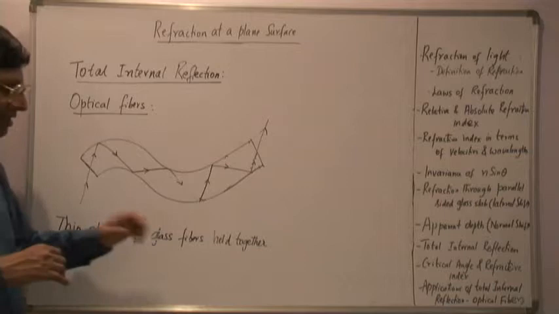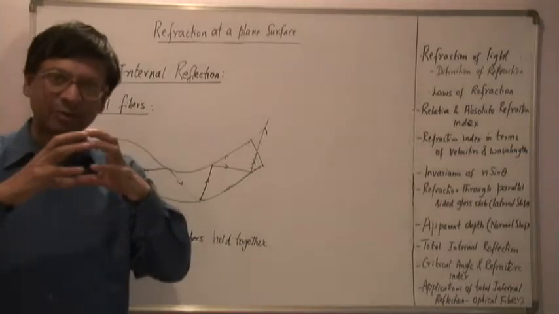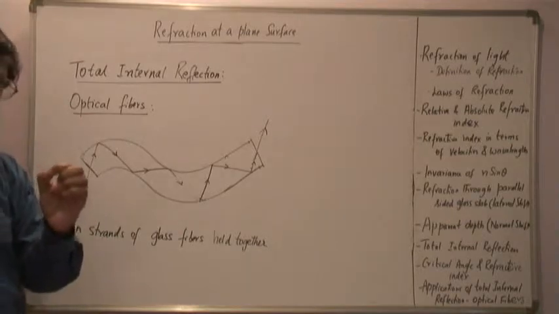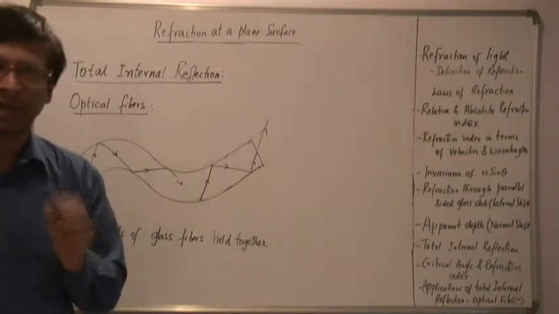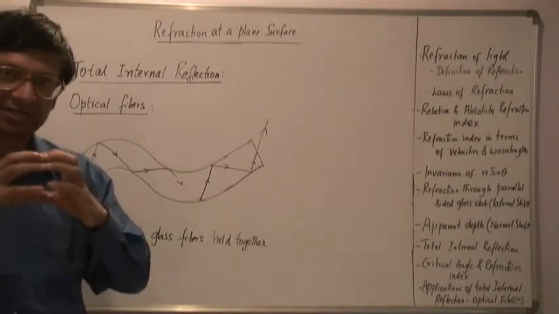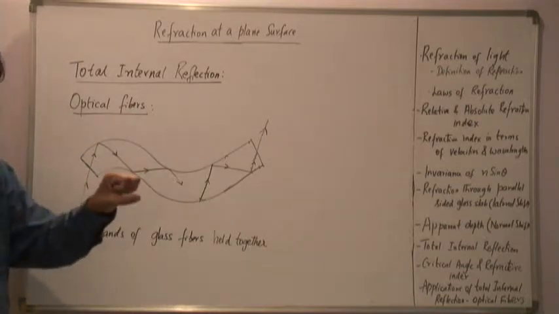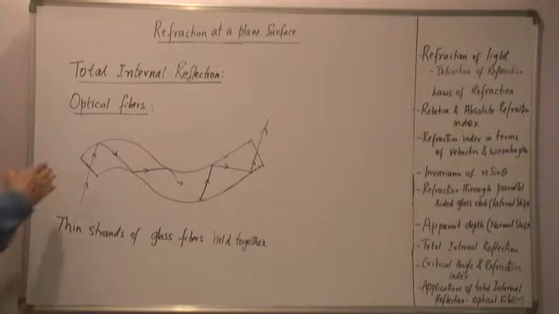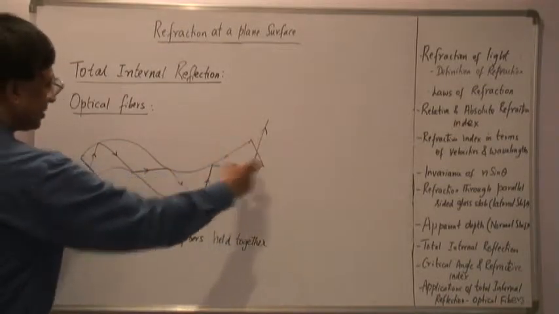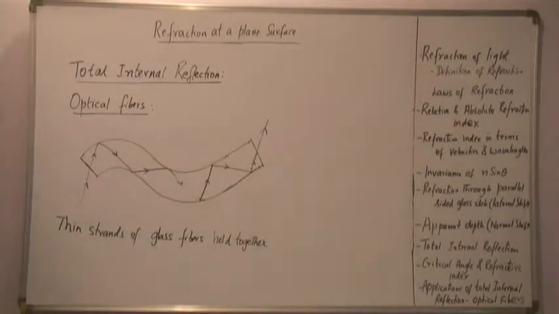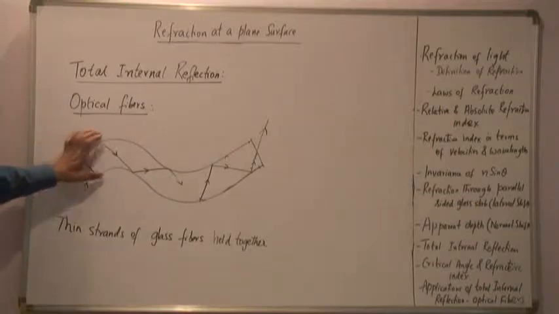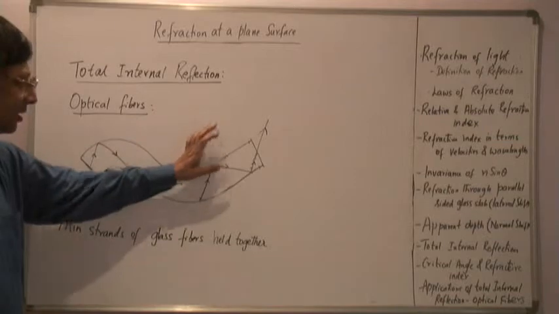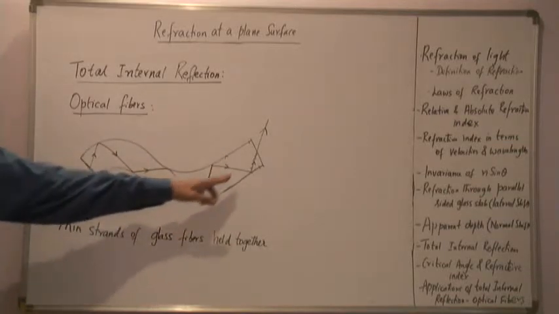index. So we take such glass fibers, group several of them together, and as I mentioned, each glass fiber has a diameter equivalent to that of a human hair. We hold them together, the ends are clamped firmly, and then the sides are polished. If you have such an arrangement, then even if you bend this optical fiber, light gets transmitted through it.